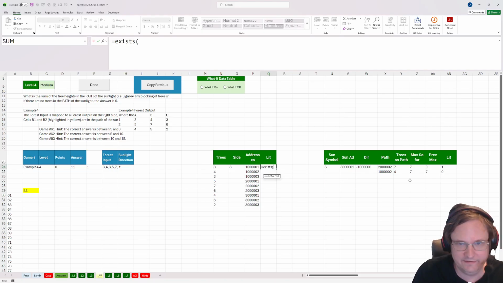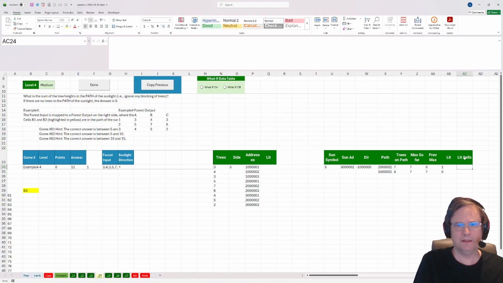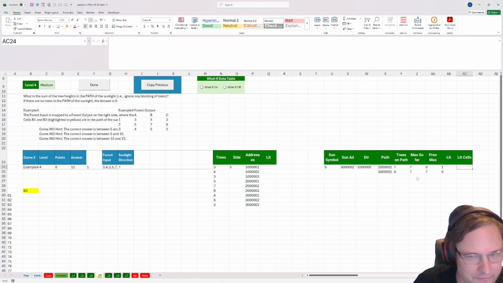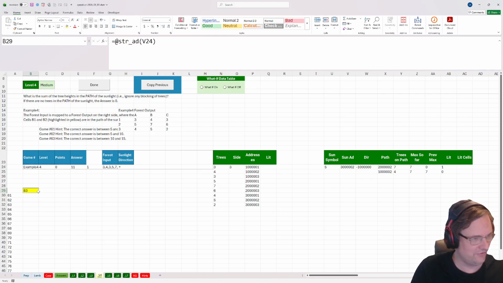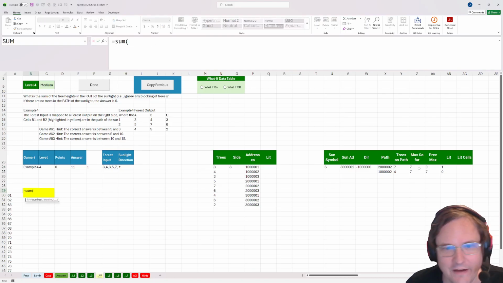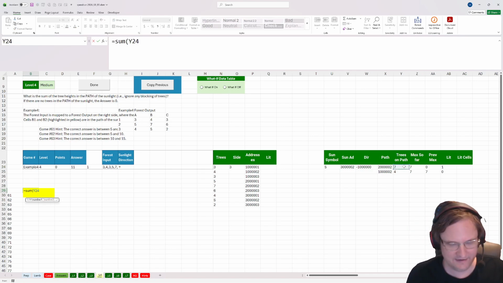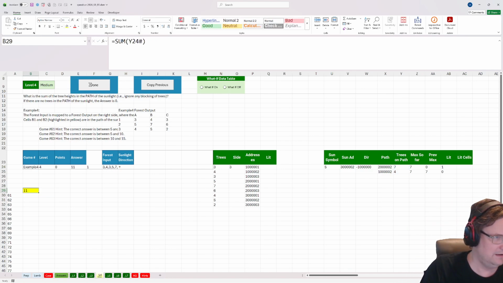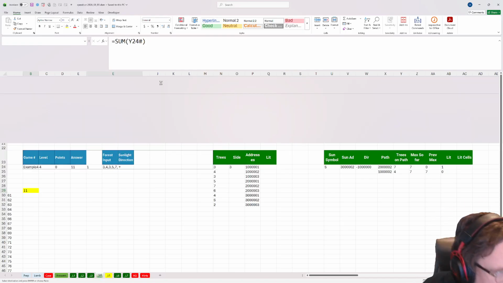So exists on, or no, I'm going to do, these are the lit cells, right? Oh, except I don't even care about what's lit in this case. I just need the height of the trees for level 4. I'm already doing level 5. All right, so this is the height of the trees, which is level 4. Then I'll pick this up for level 5.